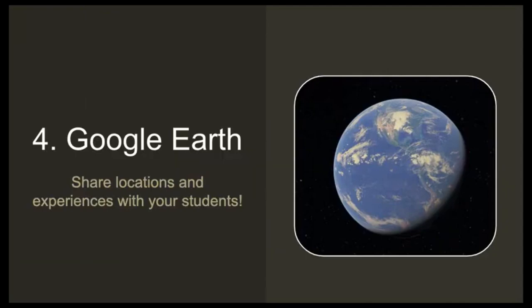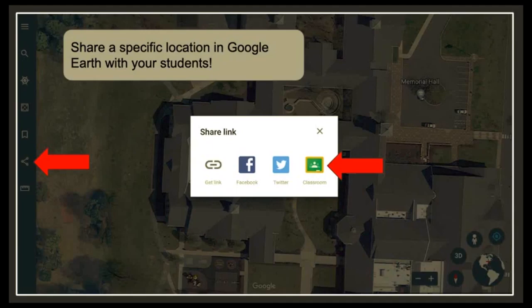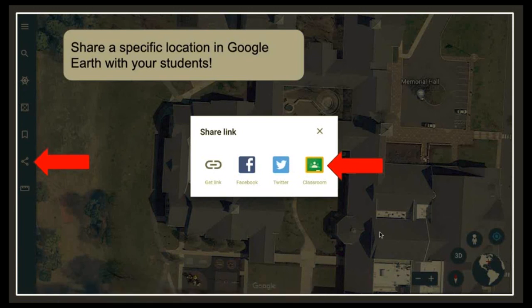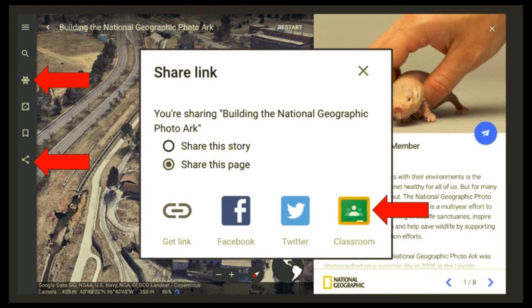Google Earth is also another great way of getting students involved with seeing the world and sharing locations. One of the things I like about this is that you can go to a specific location on Google Earth, hit the share button, and it'll allow you to directly post it to Google Classroom. When students click on that link, whether they have an iPad, Android device, laptop, or Chromebook, they can go exactly where that is on your map, which makes it a whole lot easier.